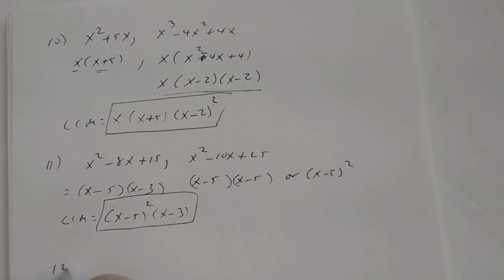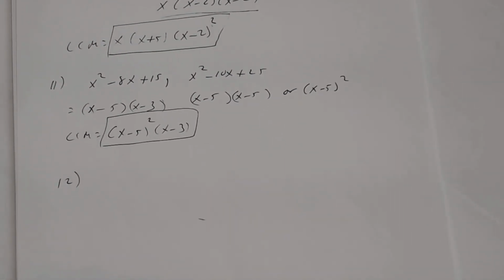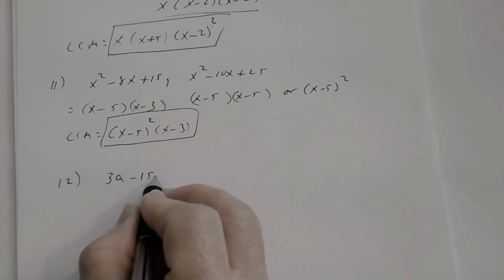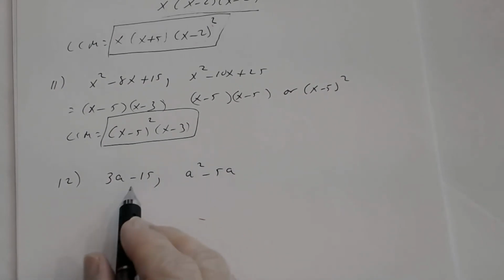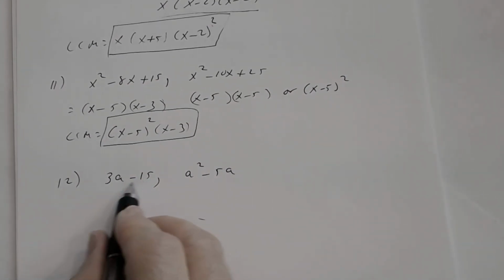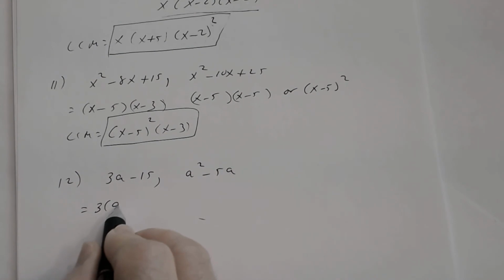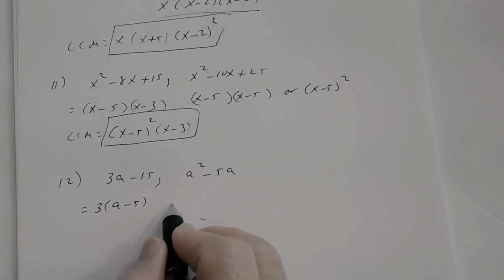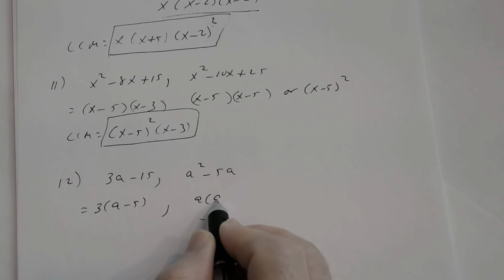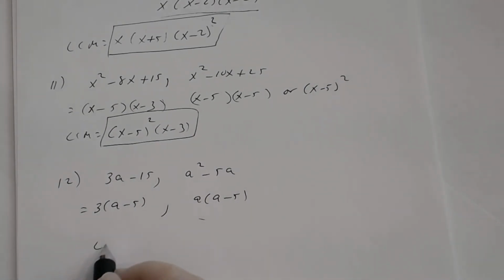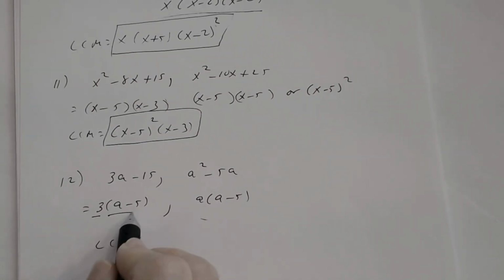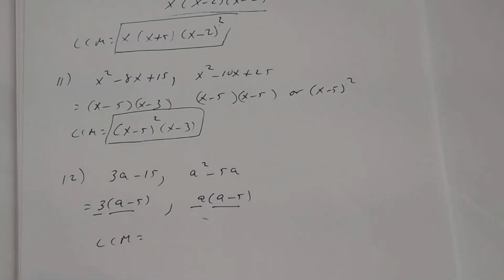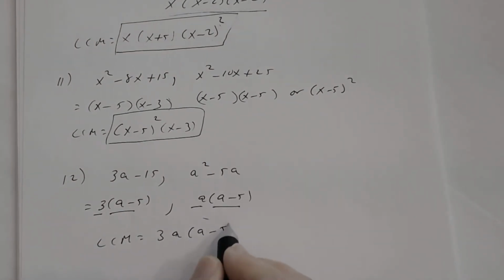All right, and then finally, number 12. Number 12, I have 3a minus 15, comma, a squared minus 5a. So, now remember, these are polynomials, so let's factor those. I can factor out a 3, and I get 3 times a minus 5. Here, I can factor out an a, and I get a times a minus 5. Okay? So remember, your least common multiple must include every factor you see. So I see a 3, I see an a, and I see an a minus 5, right?